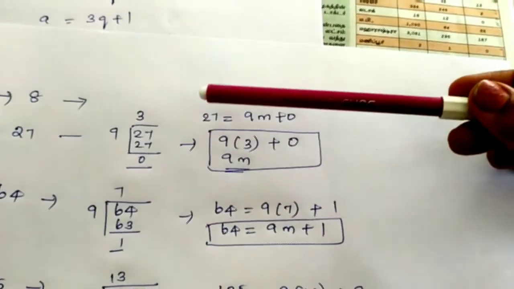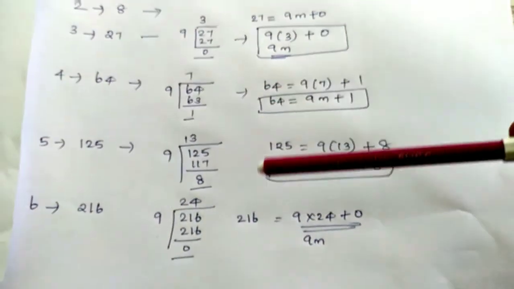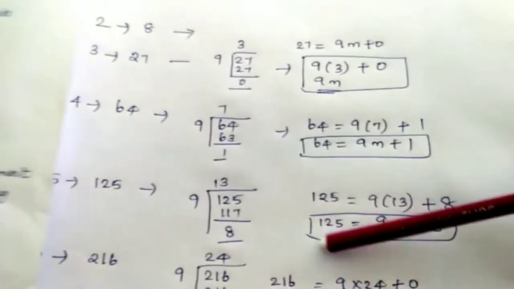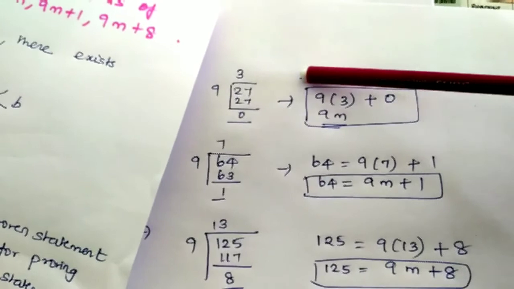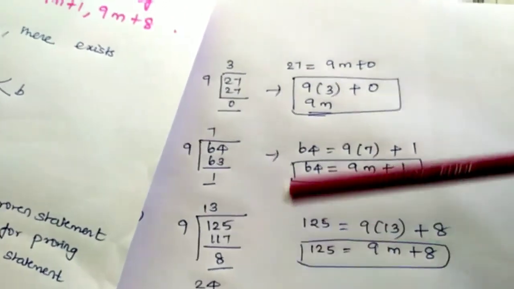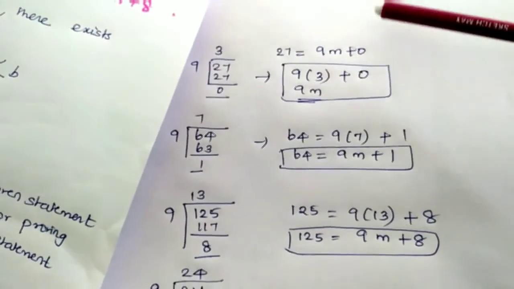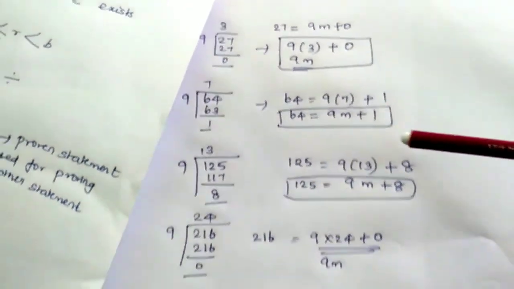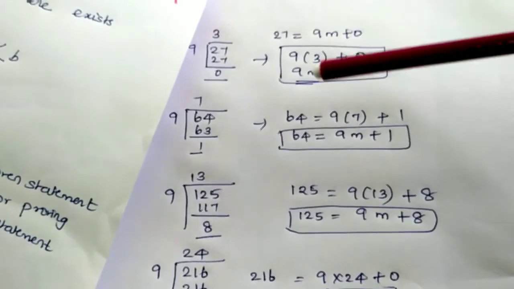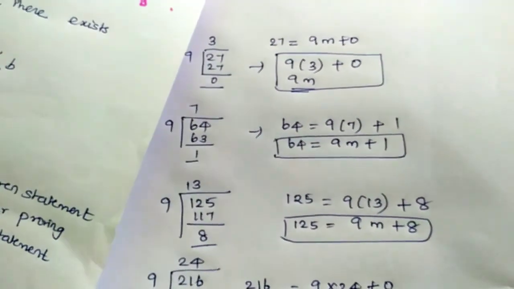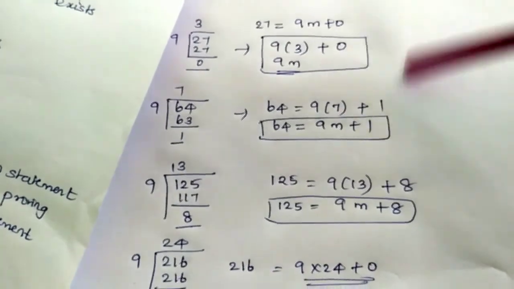27 is a cube number, 64 is a cube number, 125 is a cube number. When any cube number is divided by 9, what is the meaning? Any cube number, when you divide it by 9, the remainder may be 0 or 1 or 8. That's the meaning. If you divide a cube number by 9, the remainder will be 100% 0 or 1 or 8.